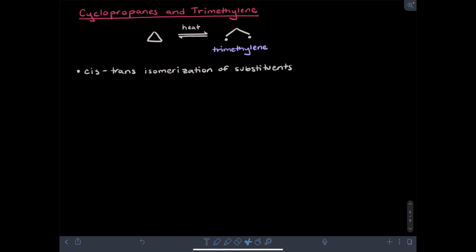Similar to what we saw for four-membered rings, it's also possible that this heating up of cyclopropanes can cause cis-trans isomerizations if you have multiply substituted cyclopropane rings. Here, let's imagine starting with a cis-disubstituted cyclopropane. Upon heating, this most substituted carbon-carbon bond of the three-membered ring would break homolytically. This would form a biradical intermediate.